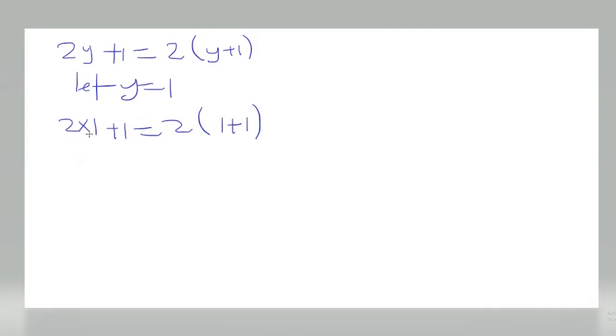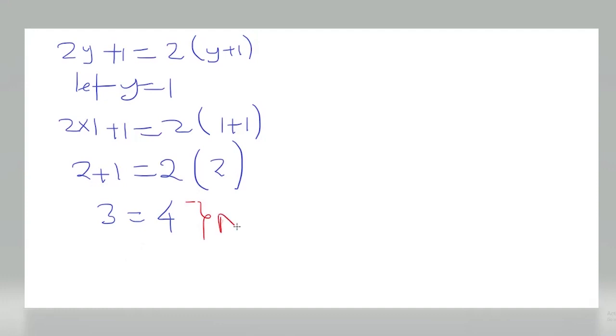Now this one will be equal to 2 times 1, it is 2, plus 1 is equal to 2, bracket, 1 plus 1 is 2. Now 2 plus 1 is 3, this one is equal to 2 times 2 is 4. Now since the left hand side is not equal to the right hand side, then this one is not an identity.